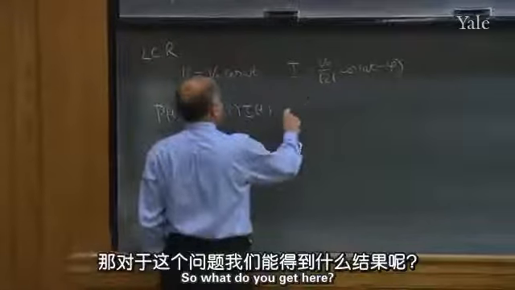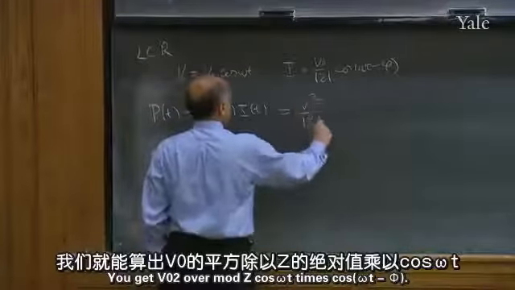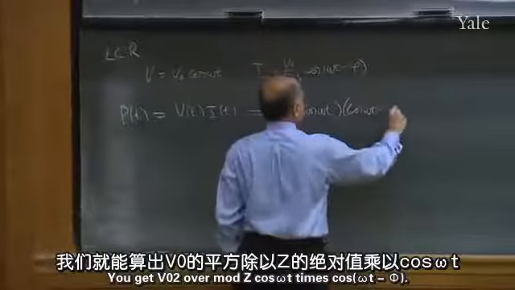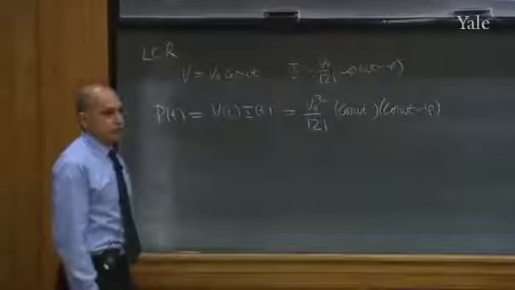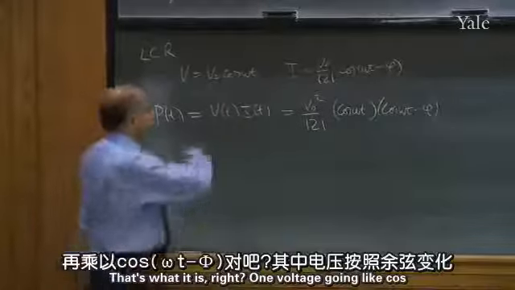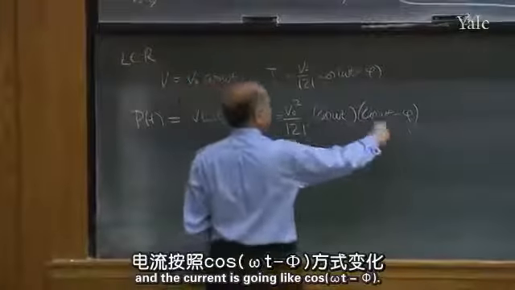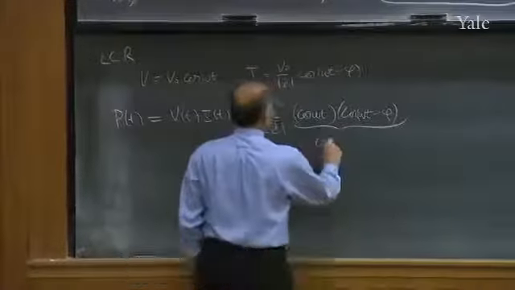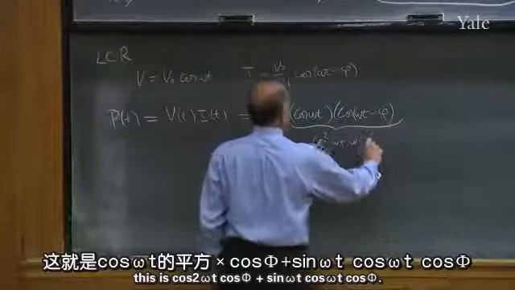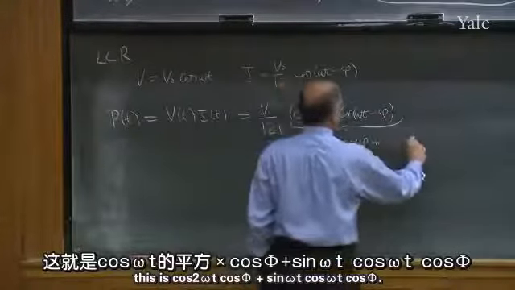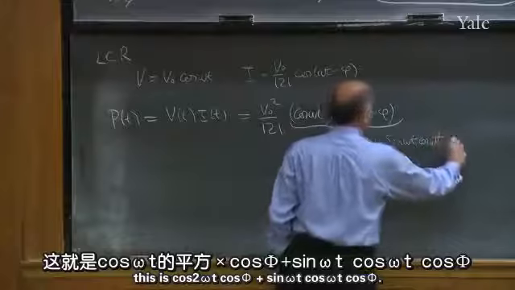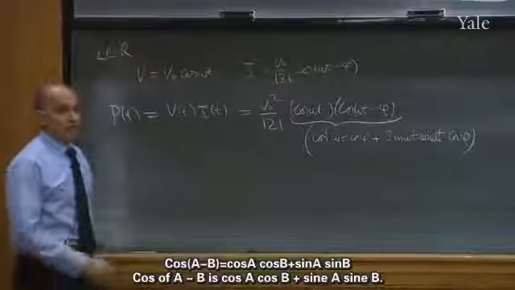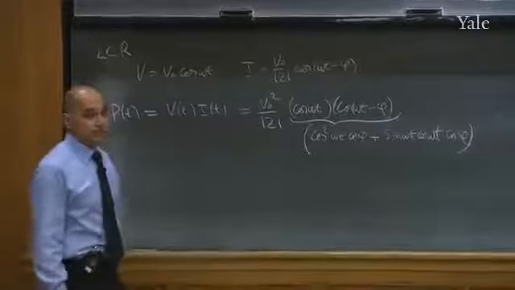So what do you get here? You get V0 squared over mod Z times cos omega t times cos of omega t minus phi. That's what it is, right? One voltage going like cos, and the current going like cos of omega t minus phi. So I want to write this out for you as follows. This is cos squared omega t cos phi plus sine omega t cos omega t sine phi. This is just some high school trig identities. Cos of a plus b is cos a cos b minus sine a sine b.